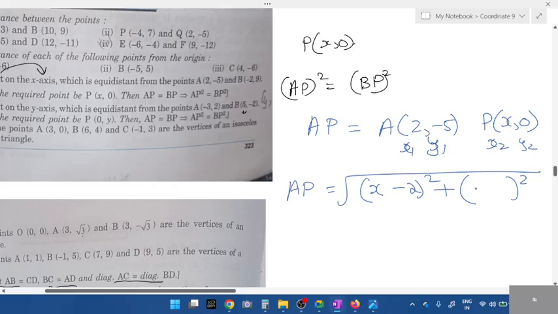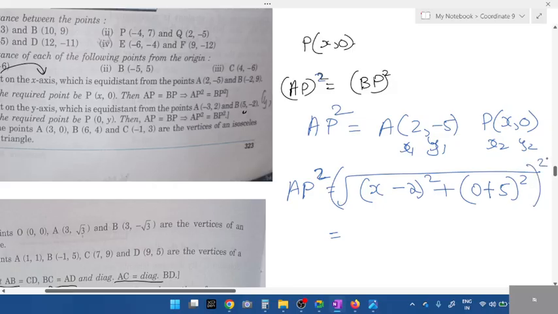Next, what is y2? y2 is 0, minus into minus 5, right? What is minus into minus 5? 5 the whole square. Clear? Next, can you see square is given here? We are finding AP the whole square, right? What do you mean by AP the whole square, students? Square, which means you have to square this.